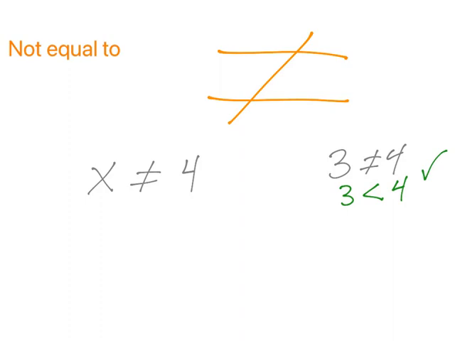So if we say x is not 4, that means x could be anything else but just not 4. So this is the idea of not equal to. It simply means two numbers are not the same.